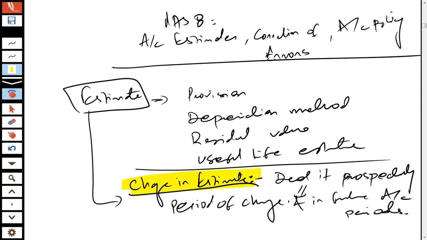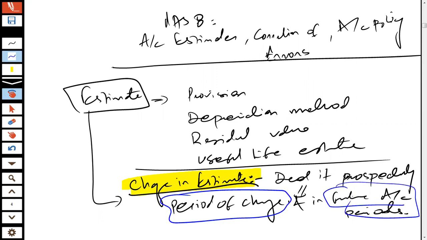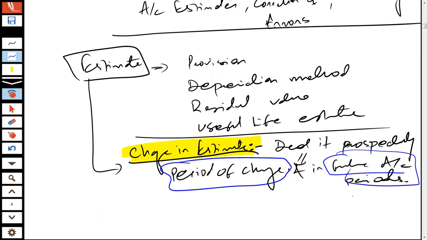What exactly do you mean by the changes in estimate? You have to deal with it prospectively. What do we mean by prospective dealing? That is, you have to apply the change in estimate in the period of change and in the future accounting periods. That's what the change in estimate scenario is all about.